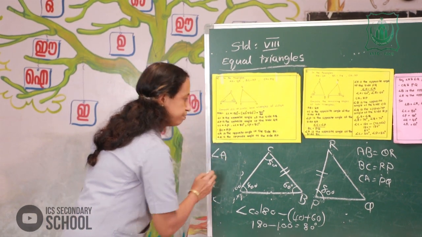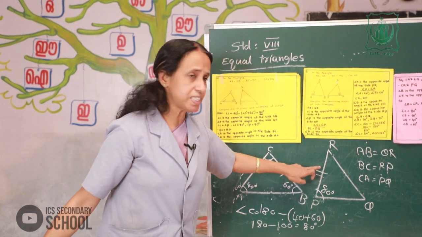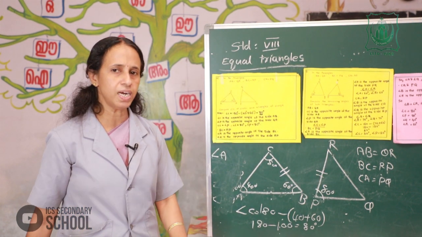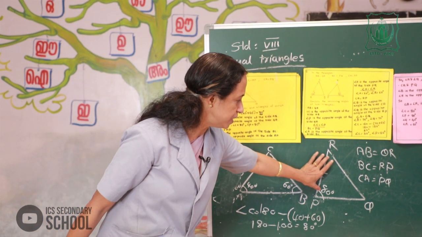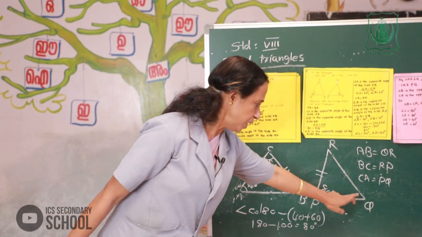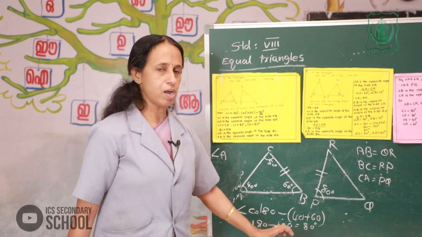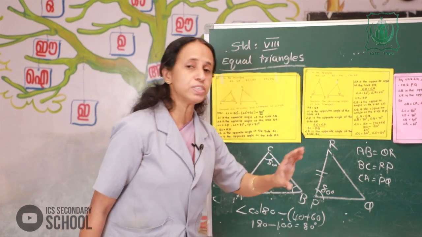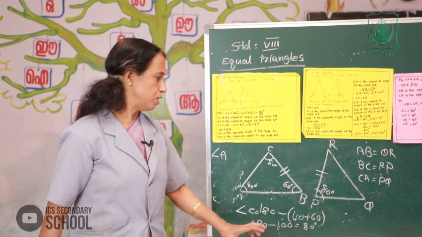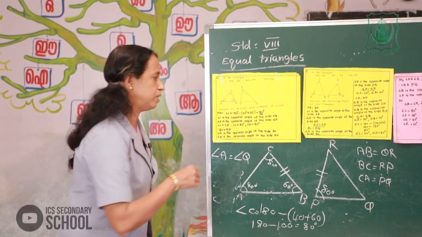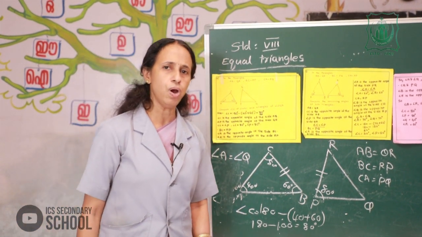Which angle is the opposite angle of the side PR? Angle Q is the opposite angle of the side PR. So we can write angle A equal to angle Q.